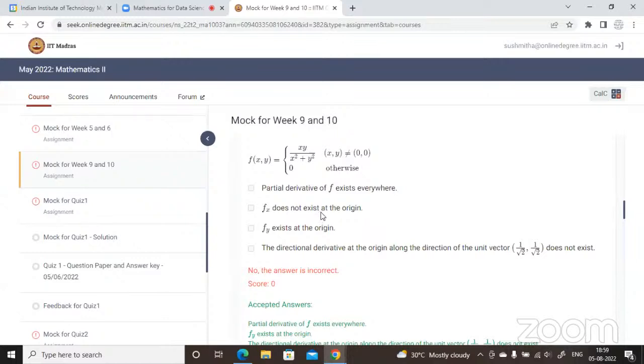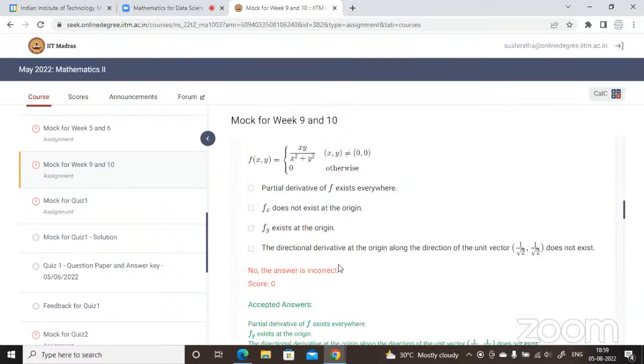You can use two curves to show that the limit does not exist, not to show that the limit exists, because for that you have to go along infinitely many curves. Ma'am, if the limit doesn't exist, then the partial derivative also doesn't exist, no? No, it is not guaranteed. It doesn't work that way.